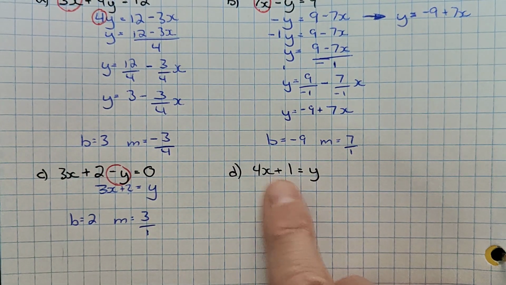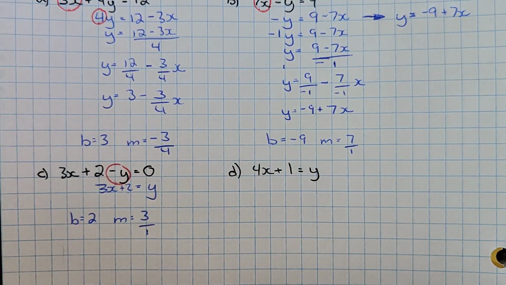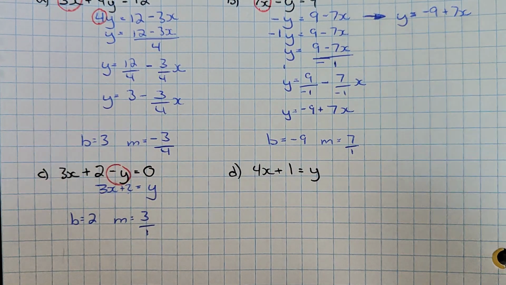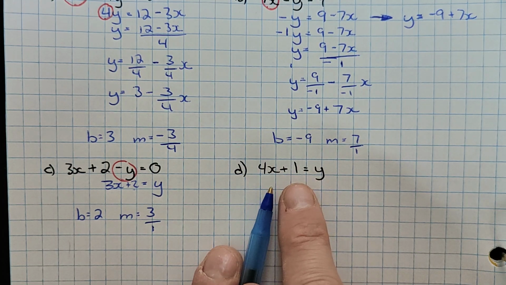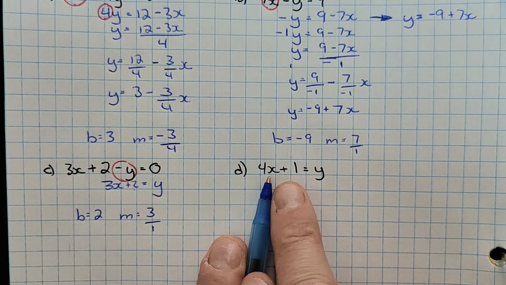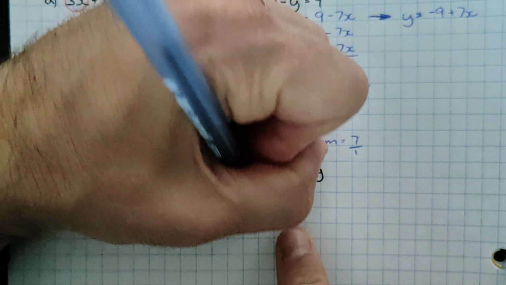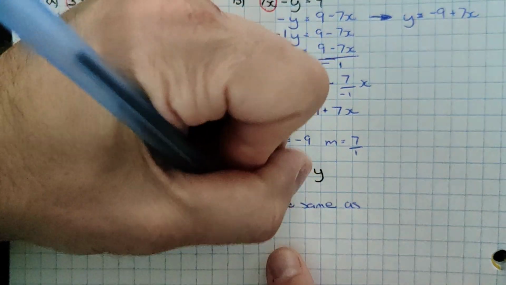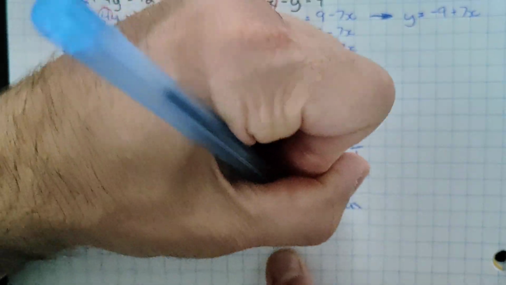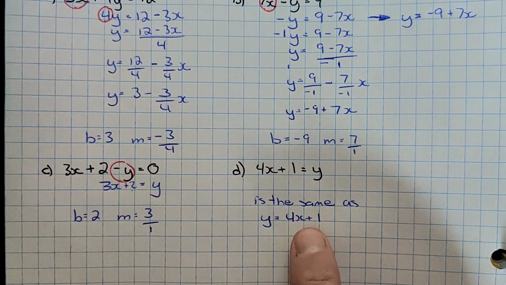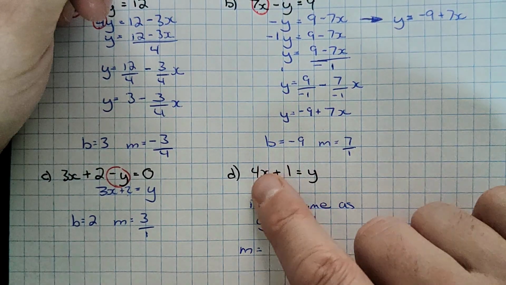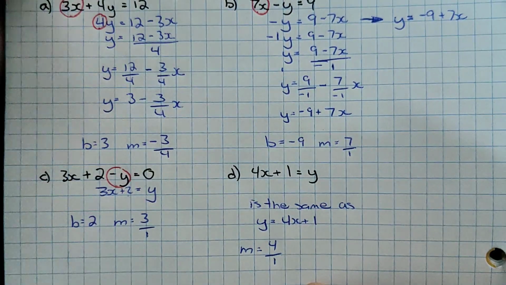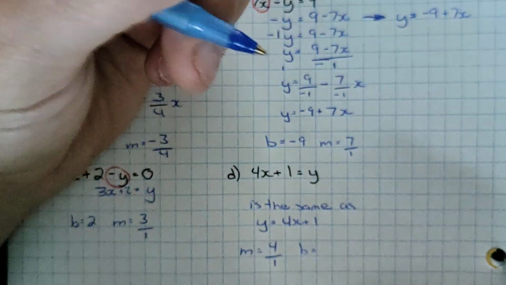In our final example, 4x plus 1 equals y, we're done. There's no work to do here. Again, just like we mentioned over here, it doesn't matter which side the y is on. We have it isolated by itself. And so 4x plus 1 is the same as y equals 4x plus 1. Both of these are exactly the same, so we don't have to change anything around. We can just straight out pull out our slope, 4 over 1, and our b value, which is 1.